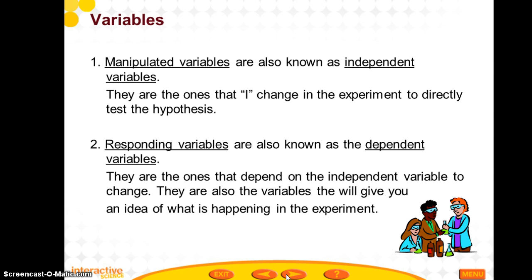So I'm changing the independent variable to test the hypothesis, and the things I change are going to have an impact. So again, this whole baking soda and vinegar. I changed the baking soda, and because I did, the baking soda and the vinegar caused bubbles. So the bubbles were the response to the amount of baking soda I put in there. Responding variables we also call the dependent variables. They're the ones that change because of the change you make, and they also give you an idea of what is happening in the experiment.